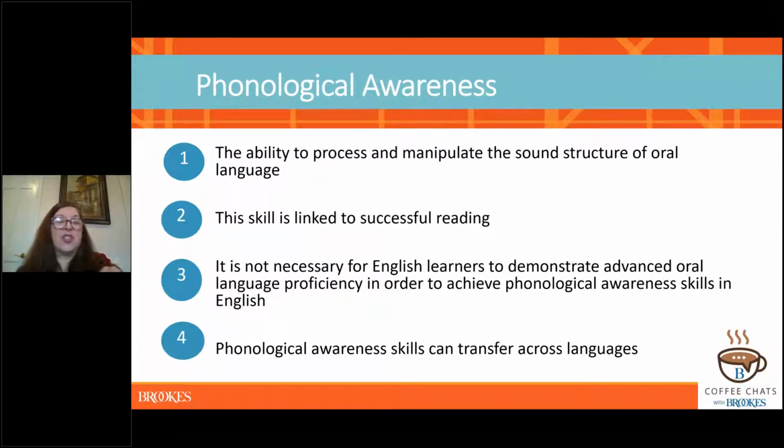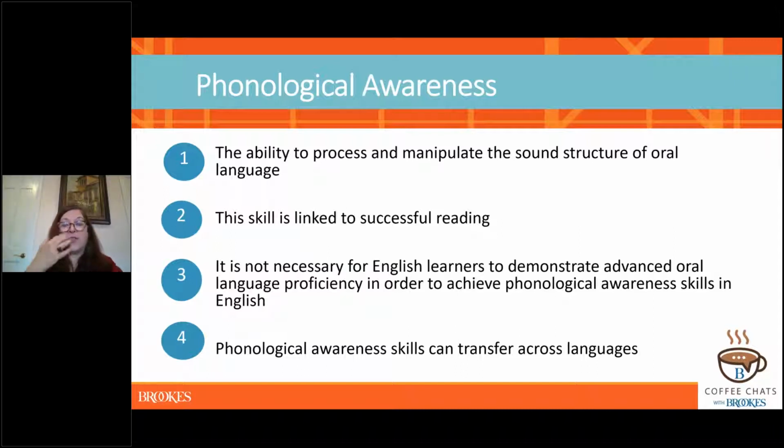And a message, look at point number 3. This is a message we really want to get across, that our students don't have to be at the advanced stage of language proficiency in English to benefit from English literacy development, especially phonological awareness. So the beautiful part about this is I can be working on phonological awareness skills in English, even though the student is not at an advanced language proficiency level. And that's important to know.